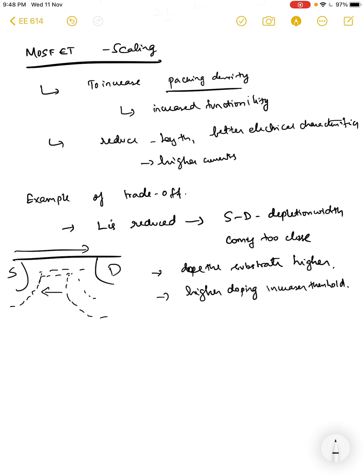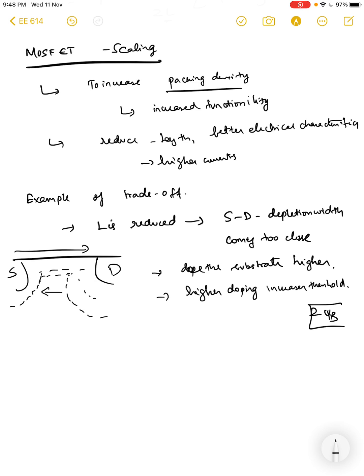Or you can also think of it another way: the intrinsic carrier density relative to a higher substrate doping is actually much lower. So to invert it, you have to provide 2 psi b, which is now higher, right? Because psi b is directly proportional to the doping concentration.